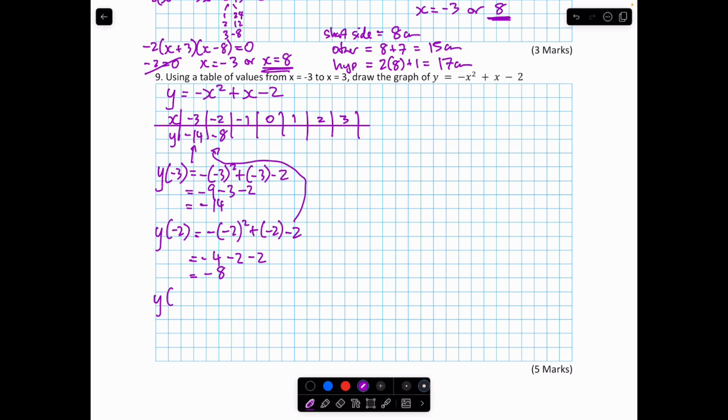Y when x is equal to negative 1: negative 1 squared plus negative 1, take 2. Negative 1 squared is positive 1. Negative of that is negative 1. Plus negative 1, take 2. Negative 1, take 2. Negative 1, take 1, negative 2, negative 4.